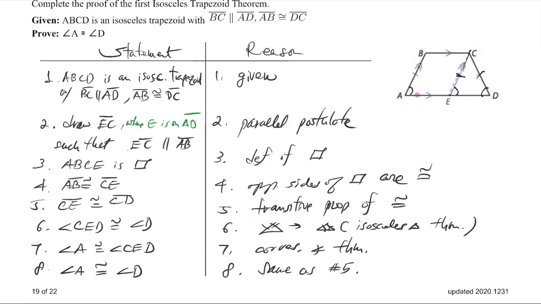Okay, and then now we know that angle A is congruent to angle CED, right? We can't say angle E, you know that, right?